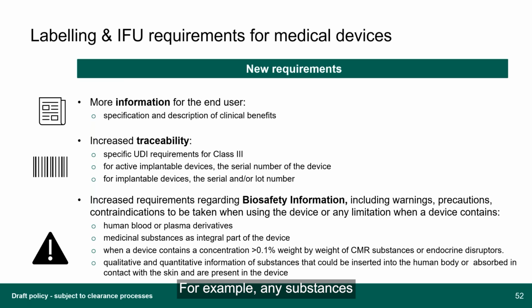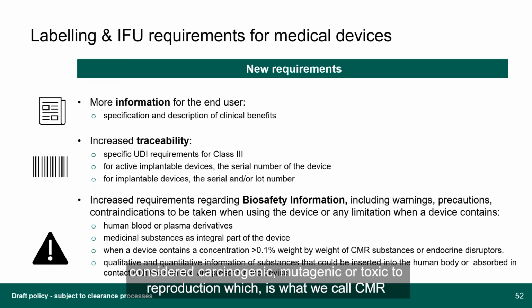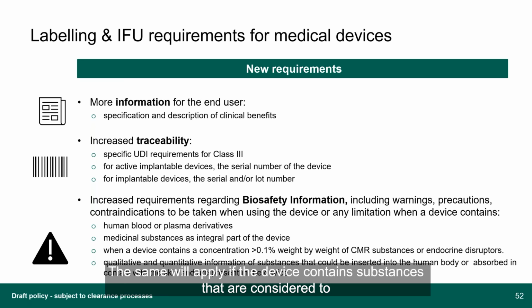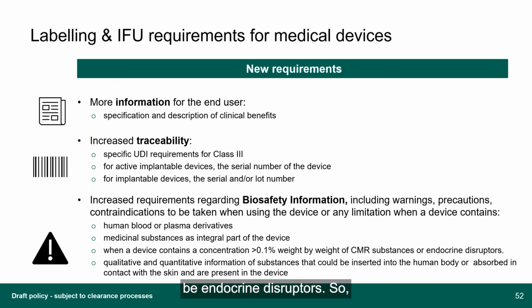So for example, any substances considered carcinogenic, mutagenic, or toxic to reproduction, which is what we call CMR substances, if they are present in a concentration which is above 0.1% weight by weight, this needs to be communicated to the user. The same will apply if the device contains substances that are considered to be endocrine disruptors.